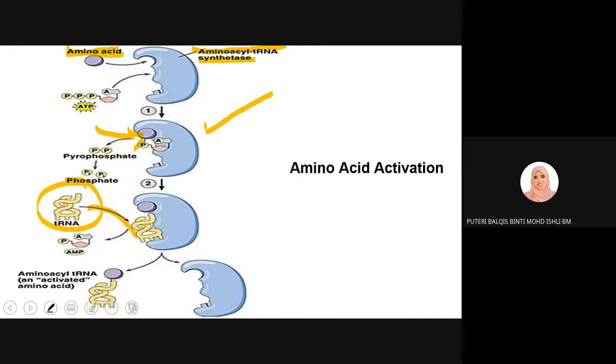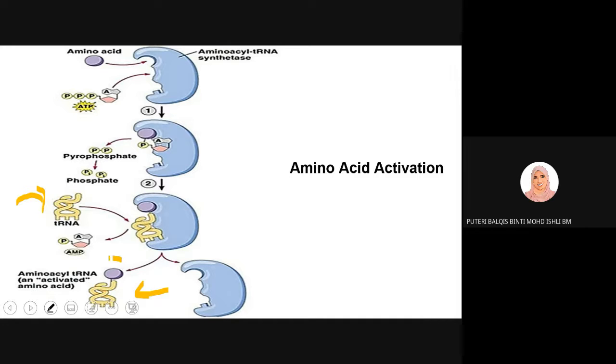Then tRNA will bind to the amino acid tRNA synthetase, and this enzyme will catalyze the attachment of amino acid to tRNA. Maksudnya amino acid tRNA synthetase ni dia akan gabungkan. Maksudnya dia akan tolong attach amino acid to the tRNA. So bila dia masuk tak ada kepala, bila dia keluar ada kepala.